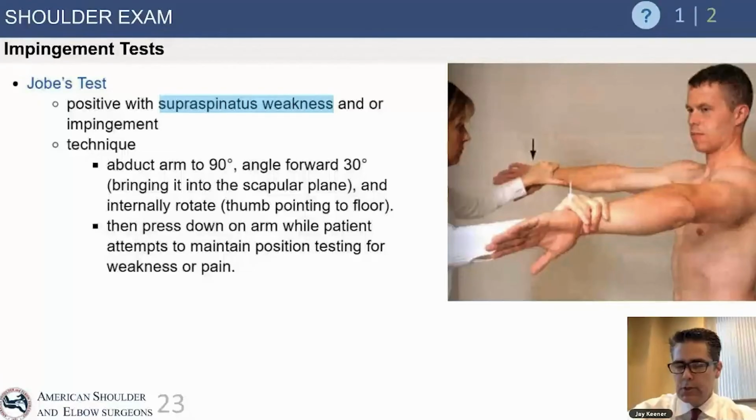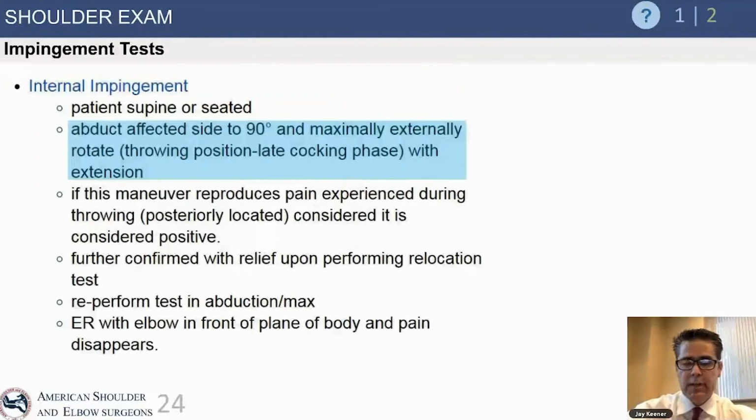You want to internally rotate the shoulder and then resist elevation, basically. So you're looking for the presence of pain and weakness in the cuff distribution. I think the Jobe test is probably a little bit more reliable sign of possible rotator cuff tear versus impingement. You can have an impingement sign and still have a negative Jobe test, and vice versa.